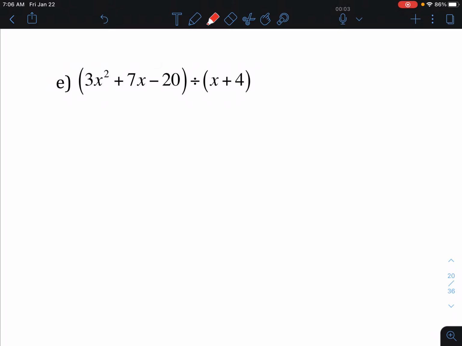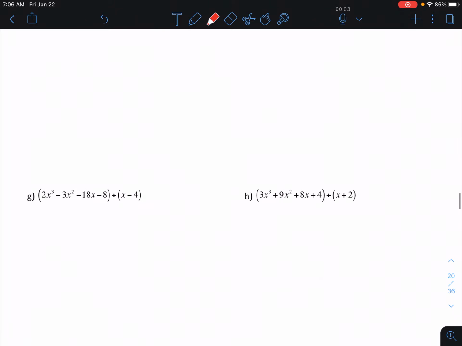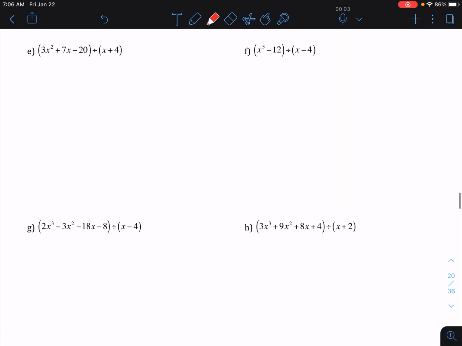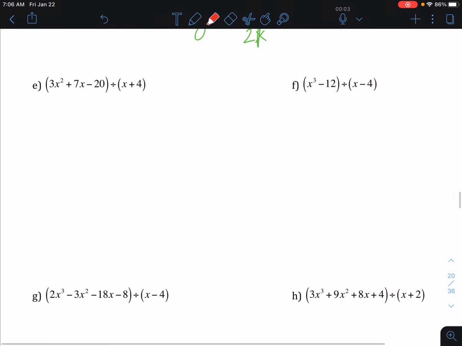Letter E. Let me see how many more I got. Not too much. Letter E, setting it up.